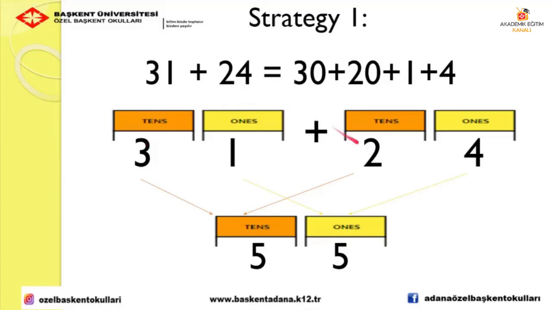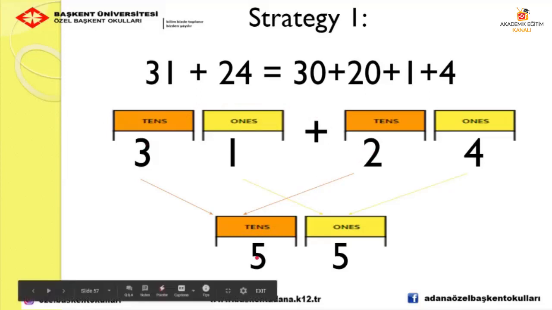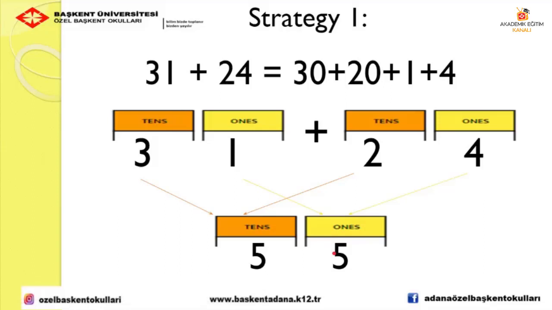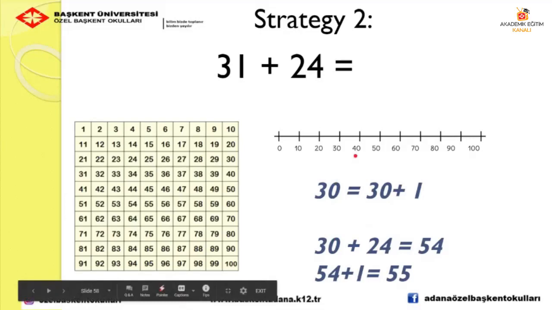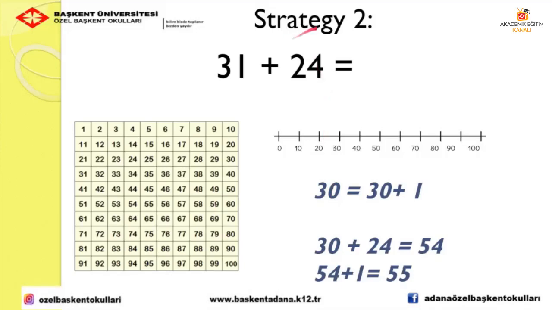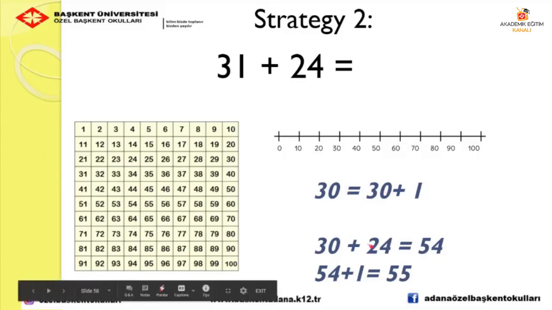30 plus 20 equals 50. 1 plus 4 equals 5. 55. I can also count on from either number. That's strategy 2. So I will partition number 30, 30 plus 1, and count on. 30 plus 24.